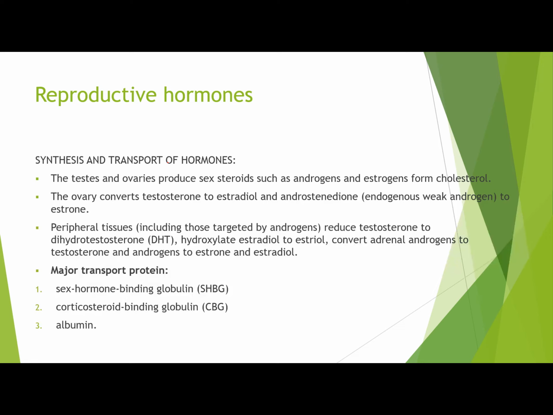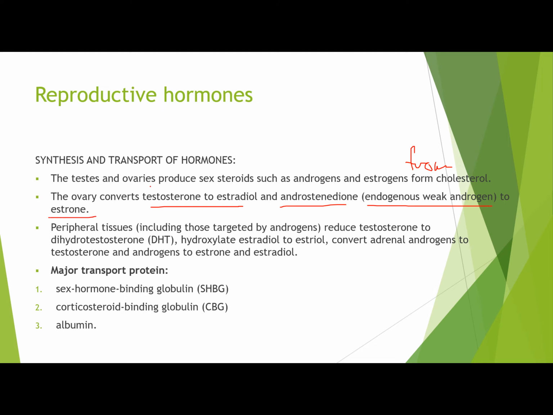Now let's go to the reproductive hormones, class. So synthesis and transport of hormones, the testes and ovaries would produce sex steroids such as androgens and estrogens from cholesterol. This is from cholesterol. The ovary converts testosterone to estradiol and androstenedione. Androstenedione, class, is the endogenous weak androgen to estrone.